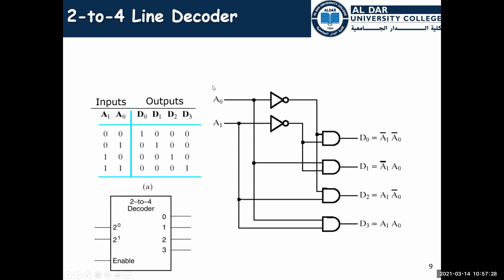We have two inputs, and according to the value on the input, the corresponding line will be enabled and the others will be disabled.